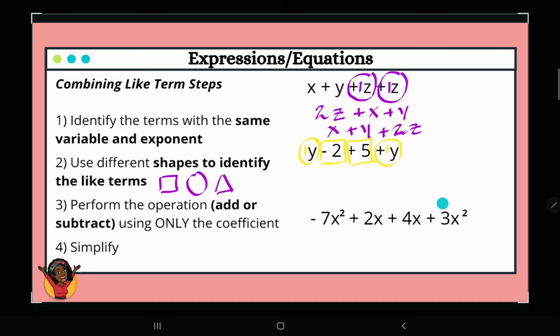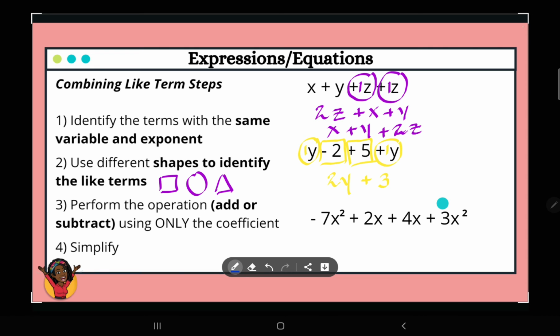So positive 1, positive 1, that gives me 2y. And now I have negative 2 plus 5. So these are different signs. When I have different signs, I subtract and keep the sign of the larger number. So 5 minus 2 is going to be 3, and a positive is associated with the larger number of 5. So my final answer here is 2y plus 3.